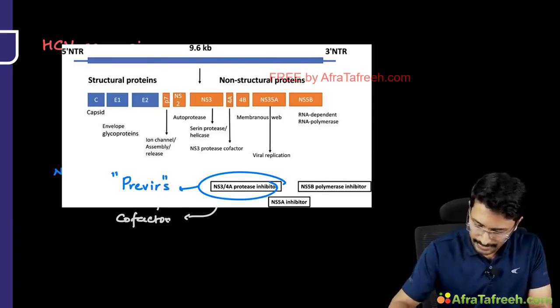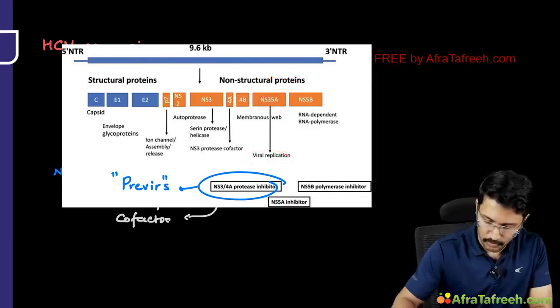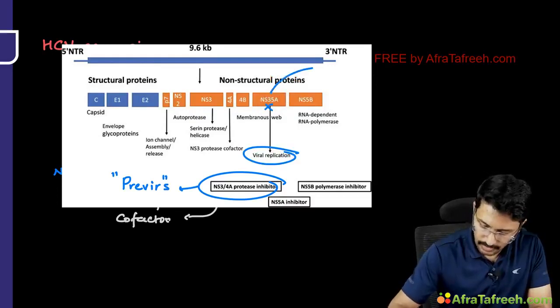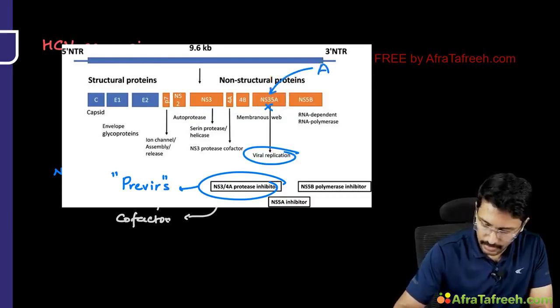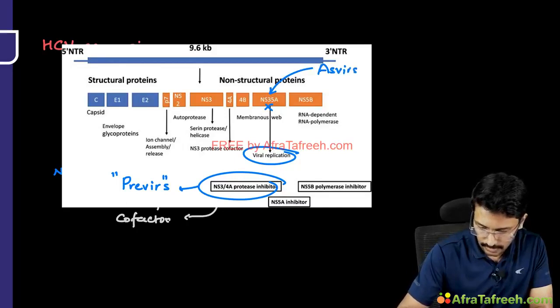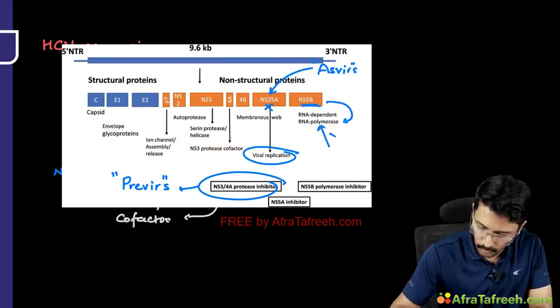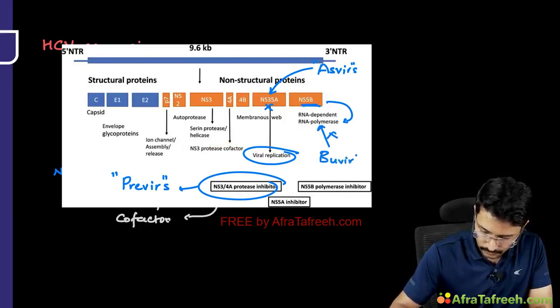Now NS5A is coding for viral replication. It is responsible for the viral replication, so we can inhibit this. The drugs that target this will end with Asvirs. And then NS5B, it is coding for an RNA polymerase, so we can also block this. The drugs that block the NS5B end with Buvirs.